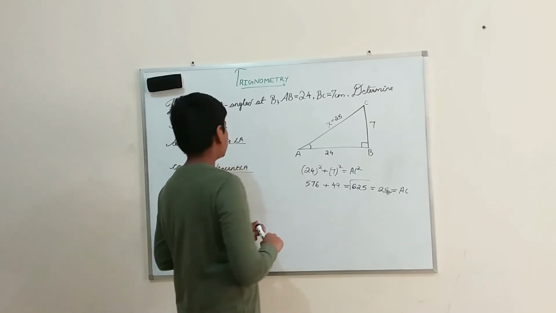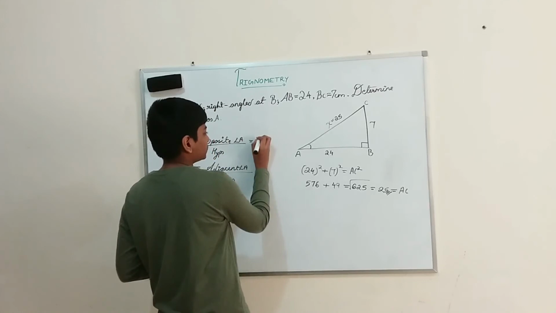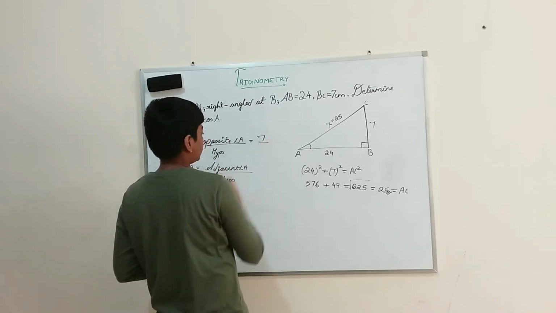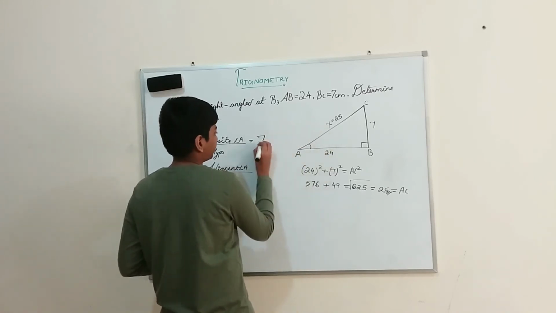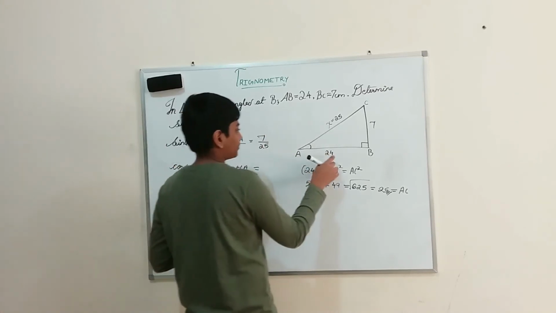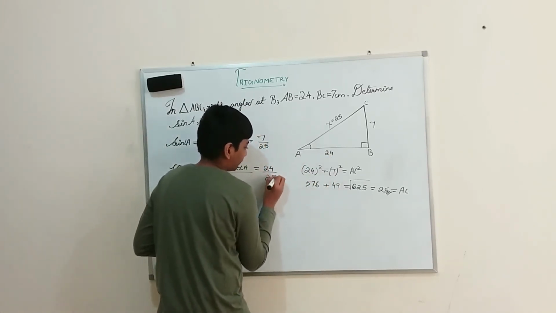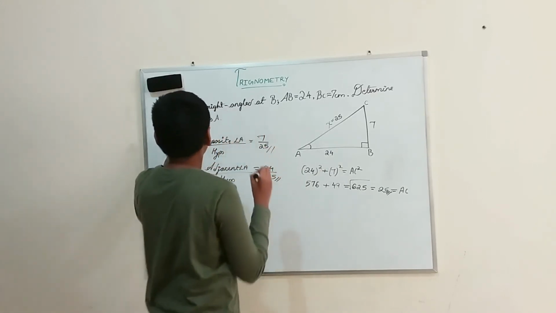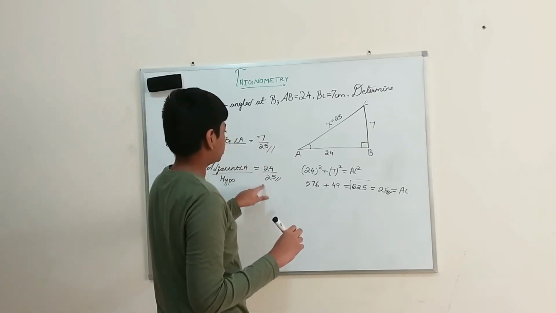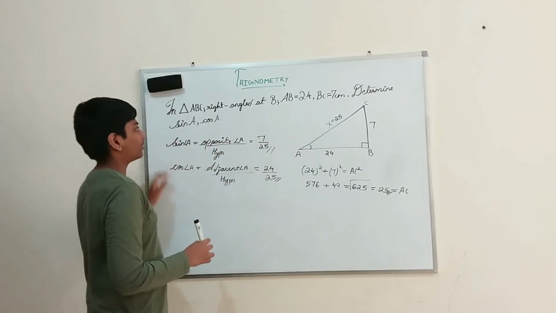So let's write our answer, okay? Opposite to angle A is 7, and hypotenuse is 25, so it becomes 7 by 25. Adjacent of angle A is 24 over here, so it is 24 by 25. So sine A is equal to 7 by 25 and cos A is equal to 24 by 25. Okay, am I right? So now we have solved our question.